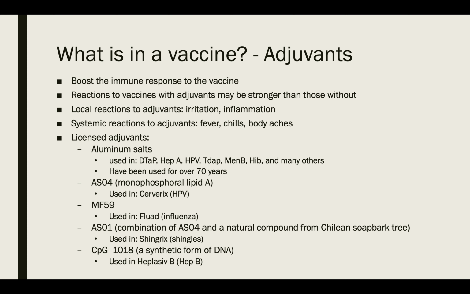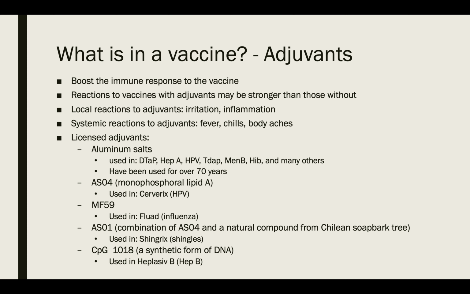So in the US, these are the licensed adjuvants. The most important ones to remember are aluminum salts. They're used in almost everything that has an adjuvant. We have a lot of vaccines that don't have adjuvants, so adjuvants aren't used in everything.